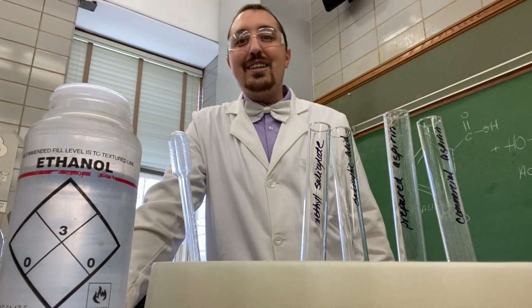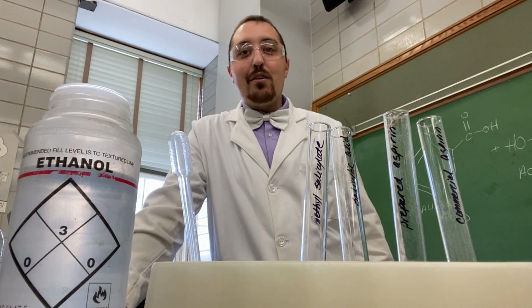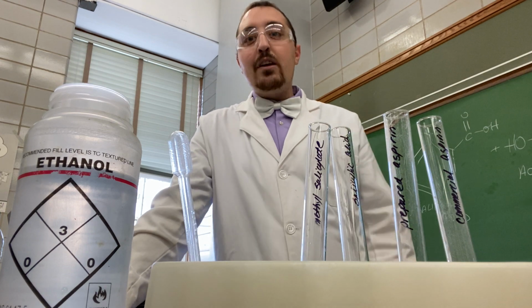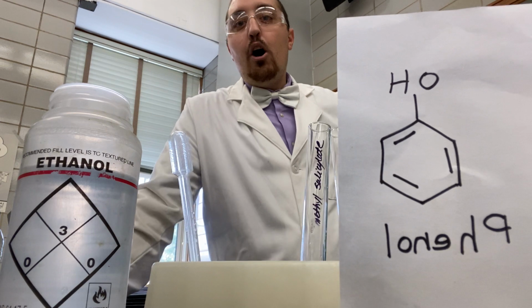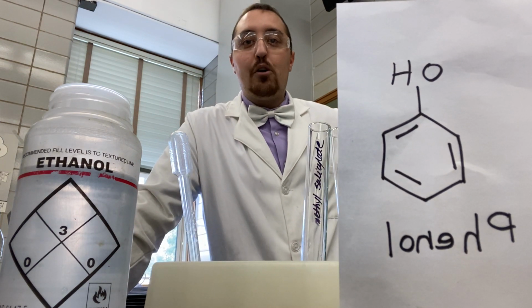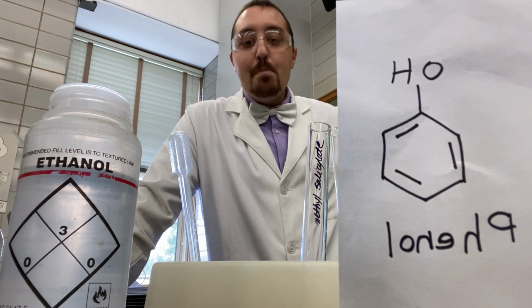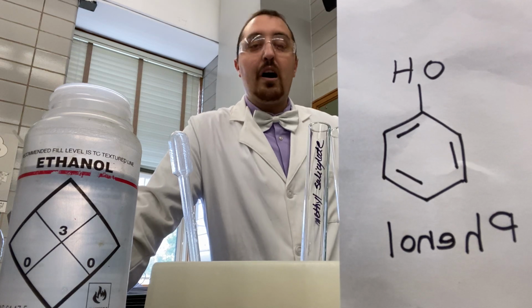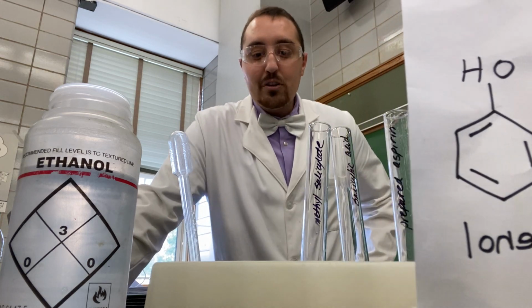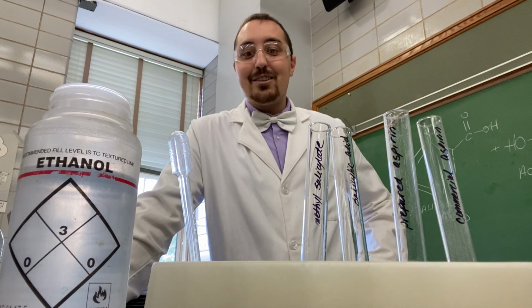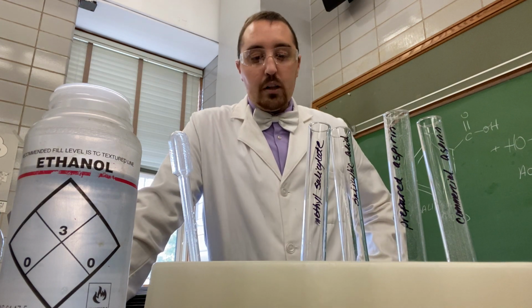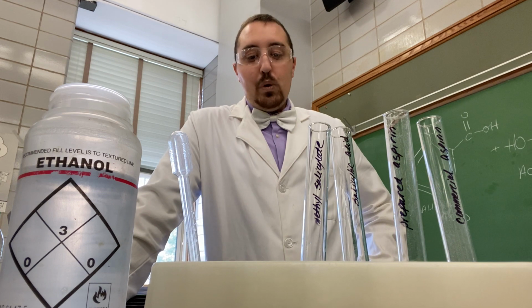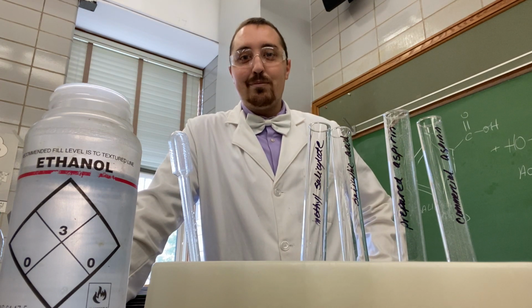We will now do a test for phenols. Now, phenol contains an aromatic ring with an OH group on the aromatic ring. Many phenolic compounds react with iron chloride in order to produce a highly colored product. In the presence of phenols, the yellow color of the iron chloride will turn into a violet color.